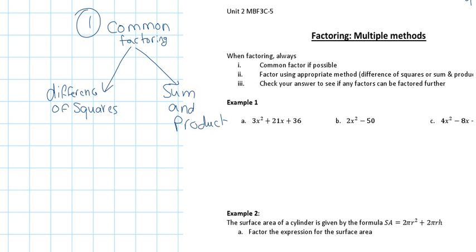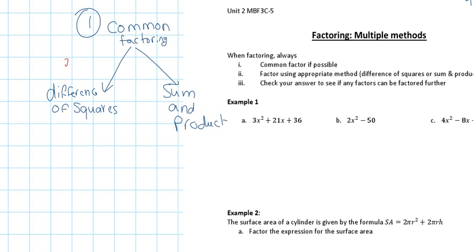Remember, with difference of squares, you have to have 2 squared terms with a negative in between. It has to look like this: a squared minus b squared. And I can factor it as (a plus b)(a minus b), where you square root the first, square root the second, and one is minus, the other is positive.